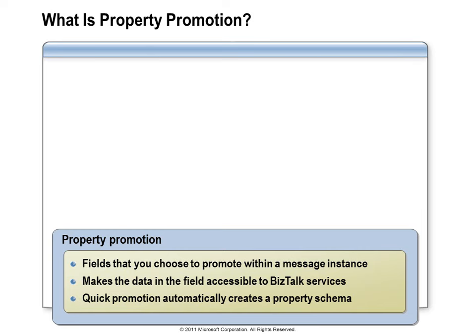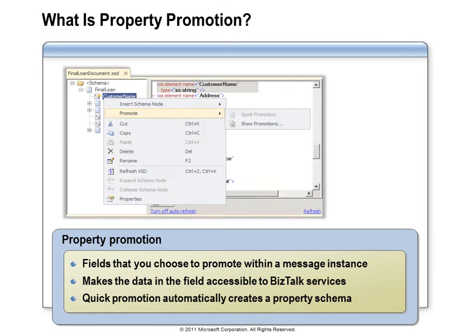So in order to extract a value out of a message and add it to the message context, you need to set up something called property promotion. Every message context property that BizTalk recognizes is defined in a schema somewhere. So to implement property promotion, you need to define a schema with your application's message context properties. And then you need to go into the XML schema for your message and promote the property.